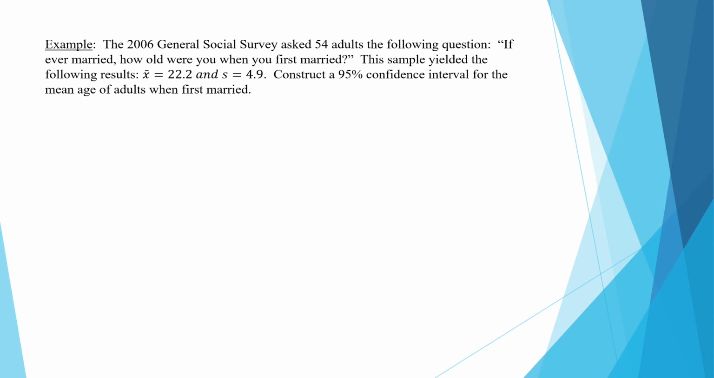Example. The 2006 General Social Survey asked 54 adults the following question. If ever married, how old were you when first married? This sample yielded the following results. The sample mean equals 22.2 and the standard deviation equals 4.9. Construct a 95% confidence interval for the mean age of adults when first married. Please pause the video and try this question on your own on the computer.